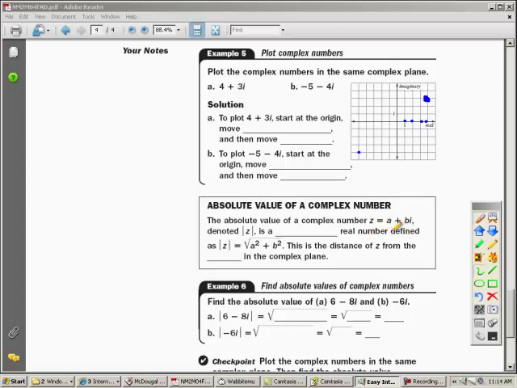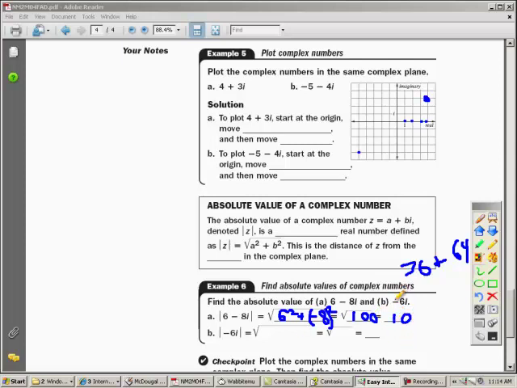Not too bad. Now that absolute value stuff that I talked about, I'm going to show you down here how to do the absolute value of 6 minus 8i. It's simply the square root of 6 squared plus negative 8 squared. Well, negative 8 squared is always going to be positive. 6 squared is 36. 8 squared is 64. If I add those two things together, I get 100. And the square root of 100 is 10. So the absolute value there was 10.